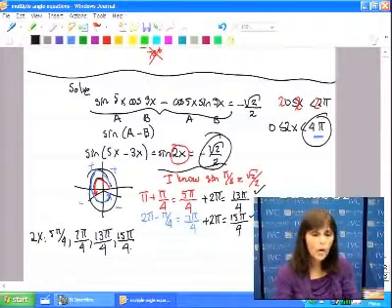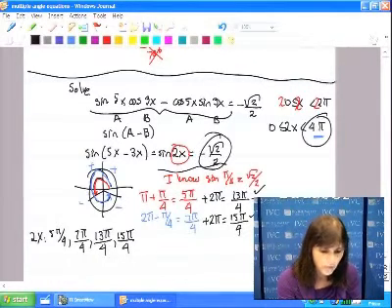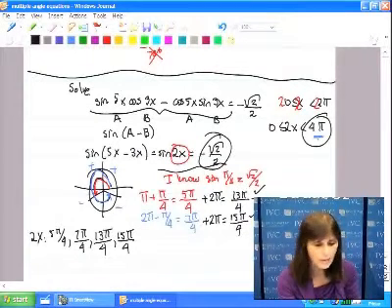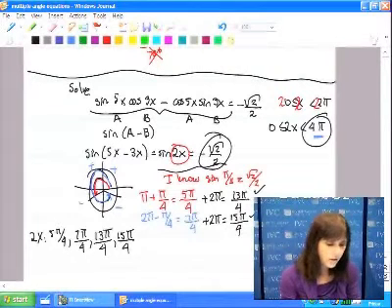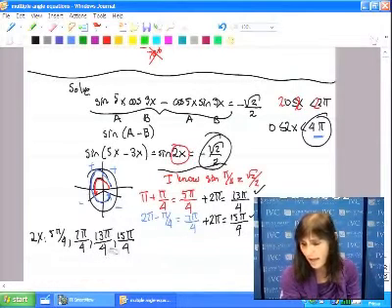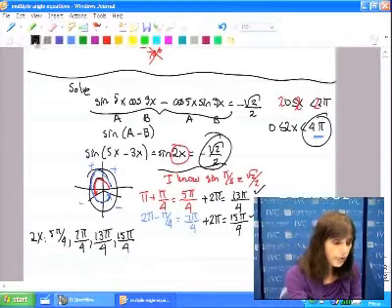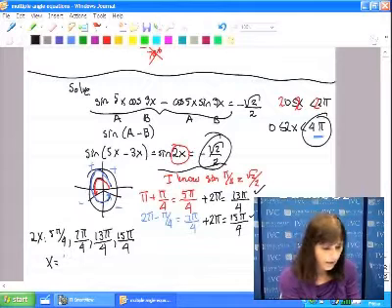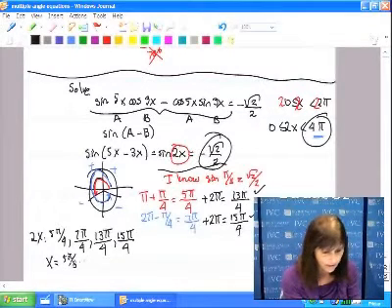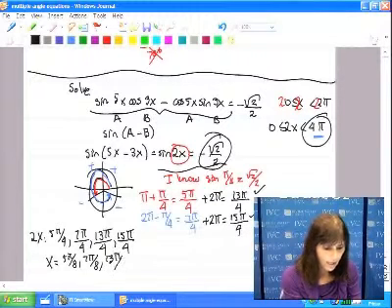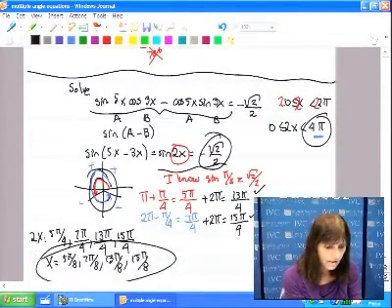Can I go another 2 pi? Let's try another 2 pi. That's going to be way more than 4 pi when I add the 2 pi. So I stop right here. So my 2x is 5 pi over 4, 7 pi over 4, 13 pi over 4, and 15 pi over 4. And to get to x, what do I need to do? You need to divide everything by 2, and that will give you 5 pi over 8, 7 pi over 8, 13 pi over 8, and 15 pi over 8. And that's the answer to this question.